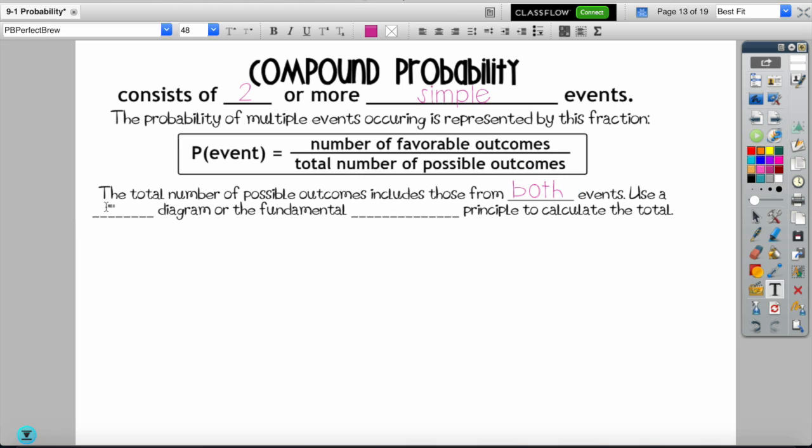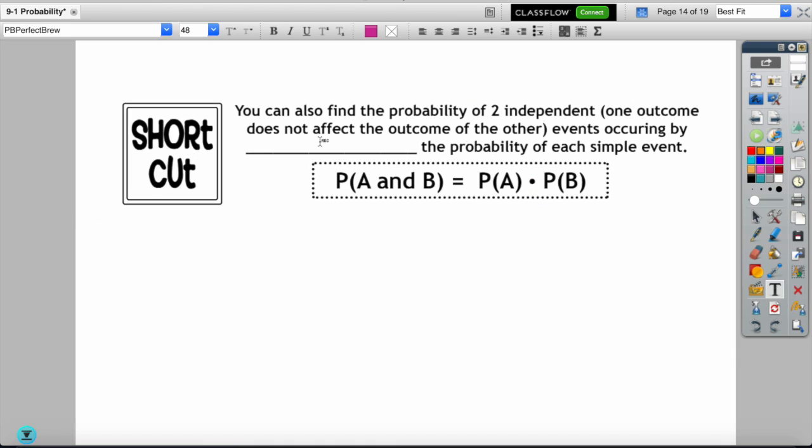You can use tree diagrams to help you see it a little bit better if you need to, or you can use the fundamental counting principle, which is probably what we're going to be doing with the type of examples to calculate the probability of compound events. There is a shortcut to this. The shortcut is if you're looking at 2 events that have no effect on each other, like flipping a coin and rolling a die, the outcome of one has no effect on the other. Basically, we can take the 2 different probabilities and multiply them together.